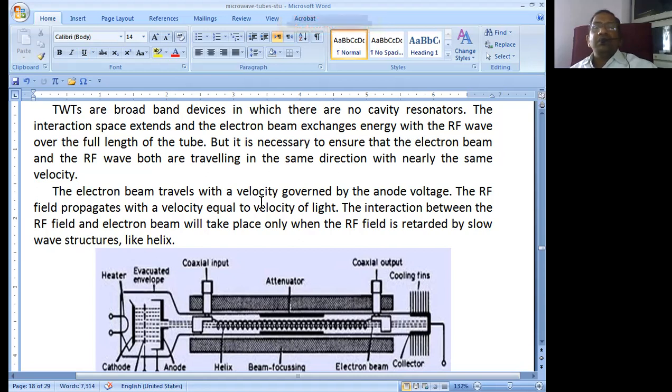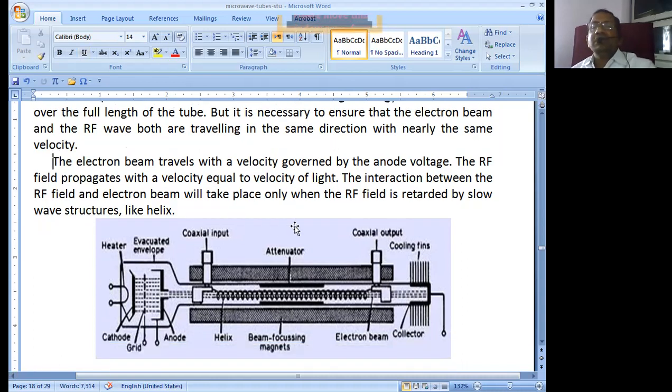But it is necessary to ensure that the electron beam and the RF wave are both traveling in the same direction. This is the important point here. The electron beam is the beam which comes from the cathode, and the RF wave is applied from the coaxial input. Both travel in the same direction with nearly the same velocity. So the direction of travel for these two should be the same, along the axial length only. We have to make the system arrangement like that. That is the criticality in this type of TWT tube.